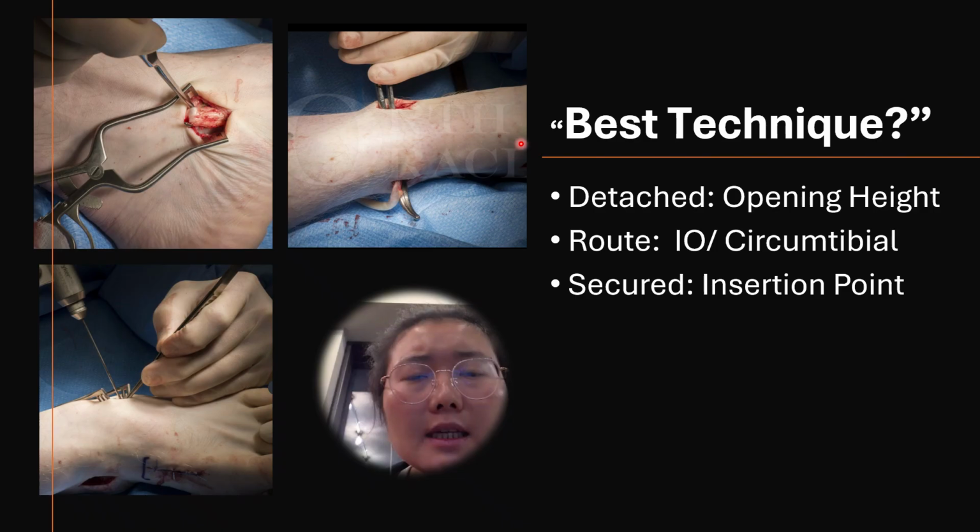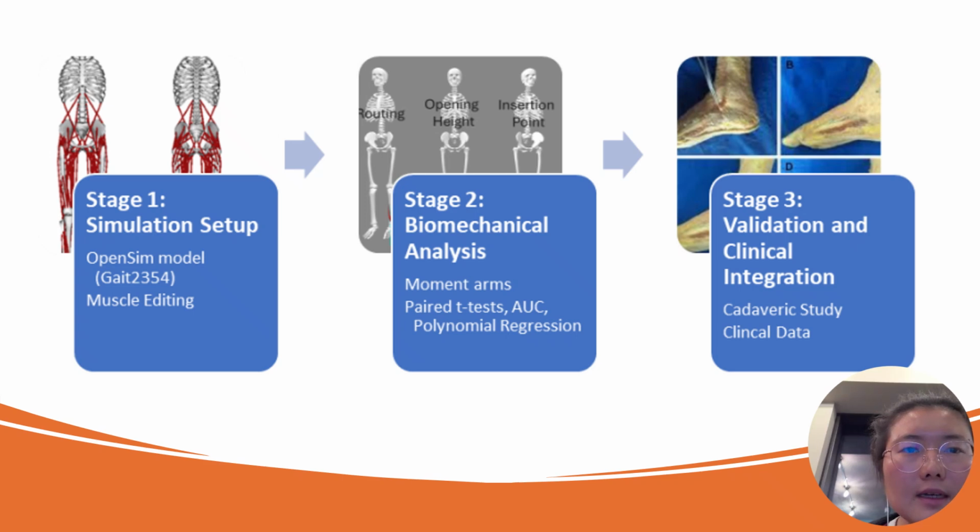My aim in this research is to evaluate the key decisions made during tendon transfer surgery and identify the most effective technique. To make things clear, I focus on three main steps: the opening height, the rerouting, and the insertion point. I use a pre-built model in OpenSim to simulate the surgery. I then analyze the biomechanical parameters in the ankle and subtalar joint. Finally, I compared my simulation results with clinical studies to evaluate my findings.